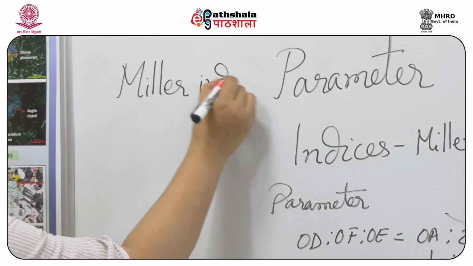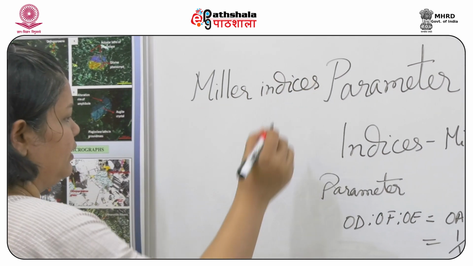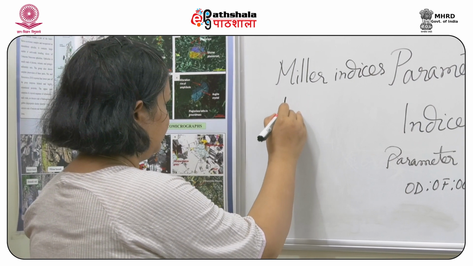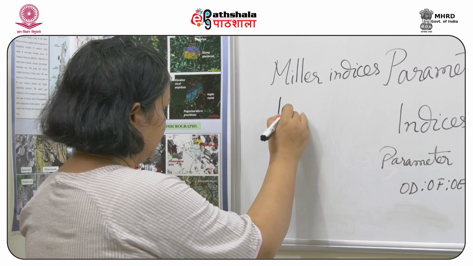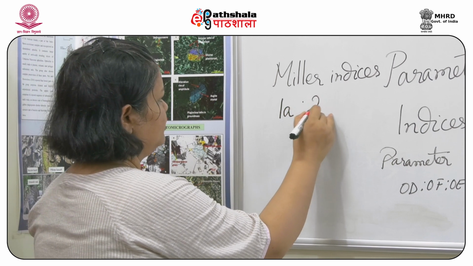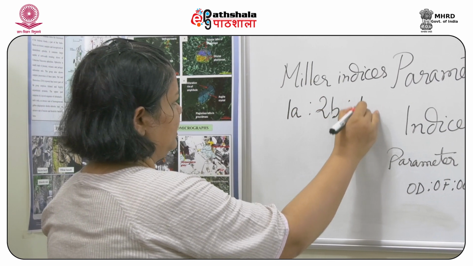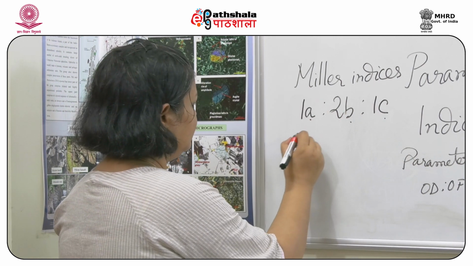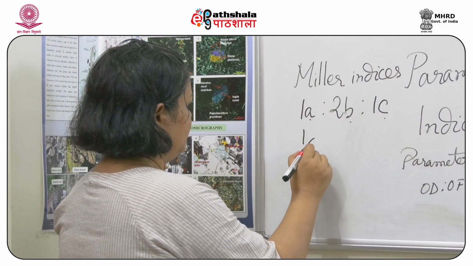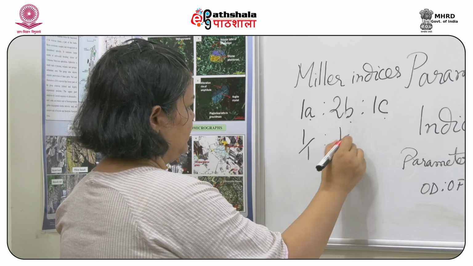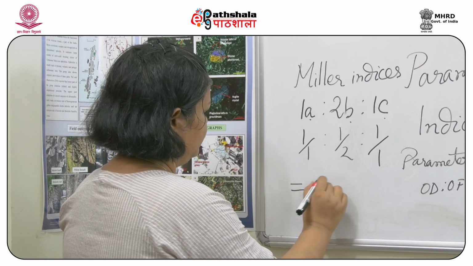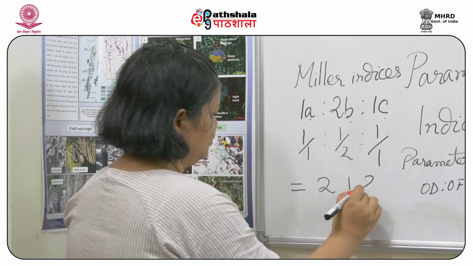Now, moving on to how to arrive at Miller indices. Miller indices is nothing but the reciprocal of the intercept of the crystal faces. For instance, a face has a crystallographic intercept of 1A is to 2B is to 1C. Here A, B, C are the crystallographic axes. We will invert this. So it is 1 is to 1 is to 1 is to half is to 1 is to 1, which will give 2, 1, 2.